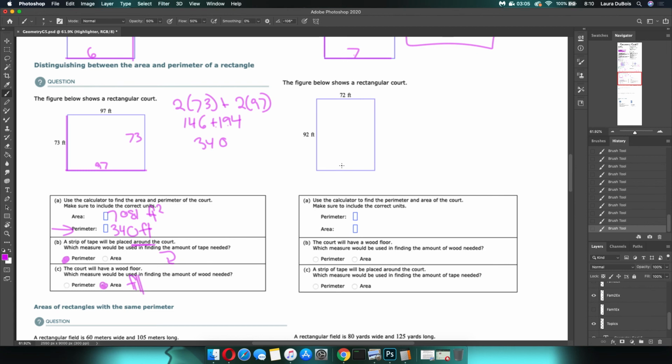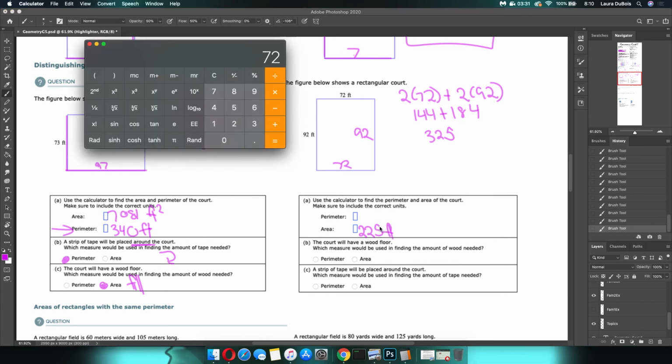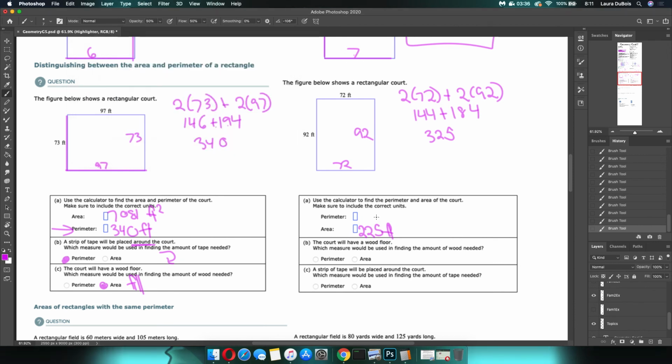Next up, let's see here. So that's 72, and then that's 92. So that is going to be twice 72 plus twice 92. Wow, these are really similar. So 144 plus 184 is going to be 325 for perimeter, 325 feet. And now let's do 72 times 92. So 72 times 92 is 6624. 6624 feet squared. So the computation isn't that hard.